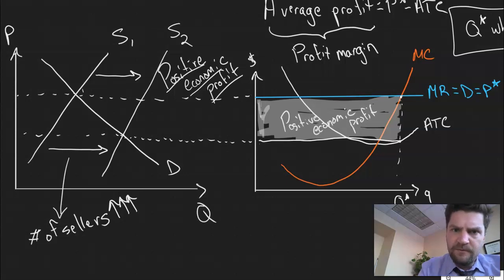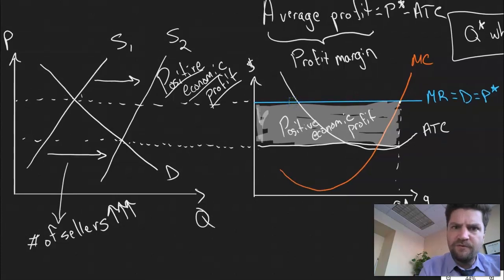And so what ends up happening is that this marginal revenue curve is going to move downwards, right? This is going to move downwards to wherever the new price is.